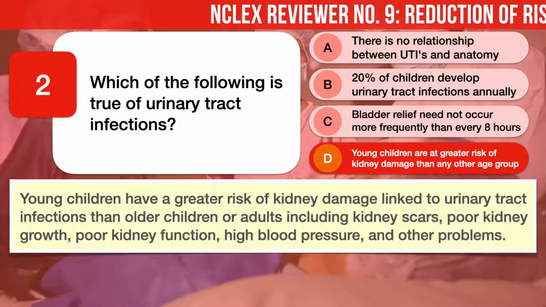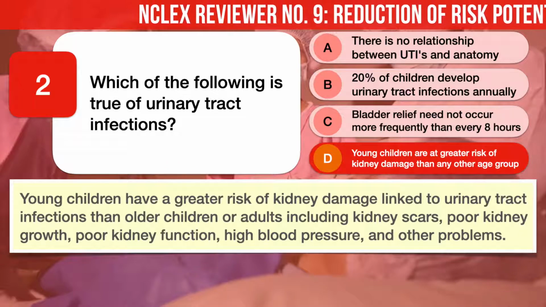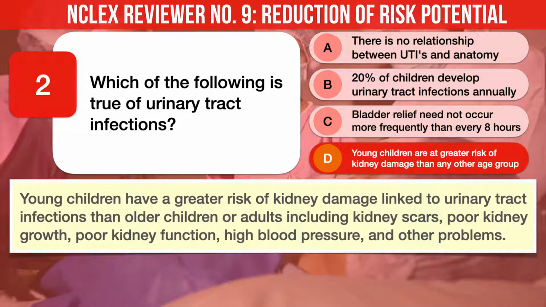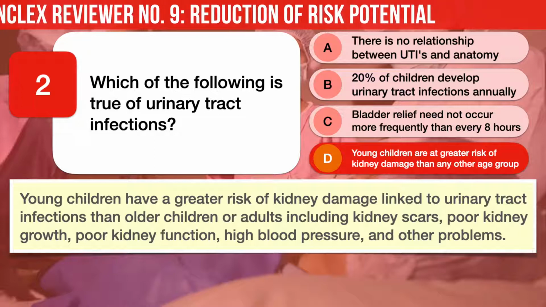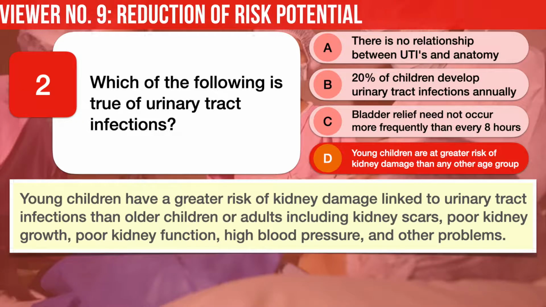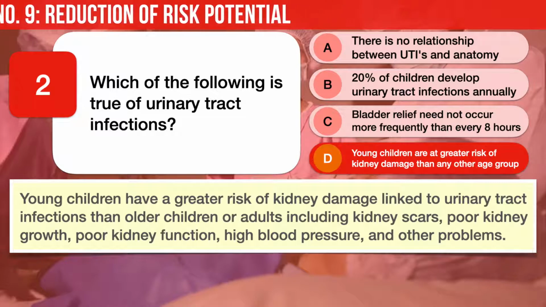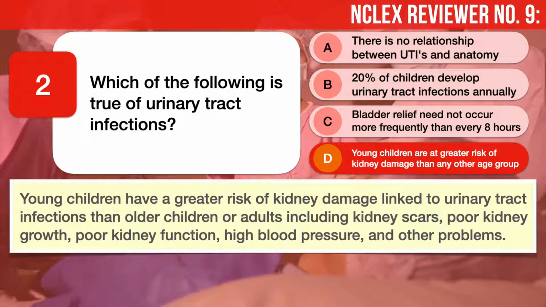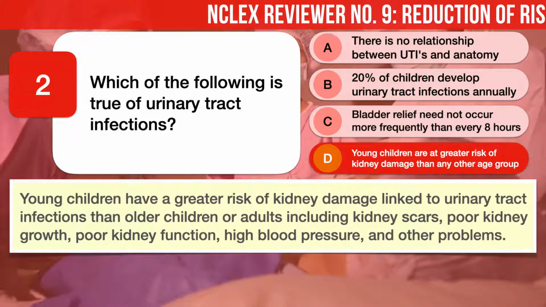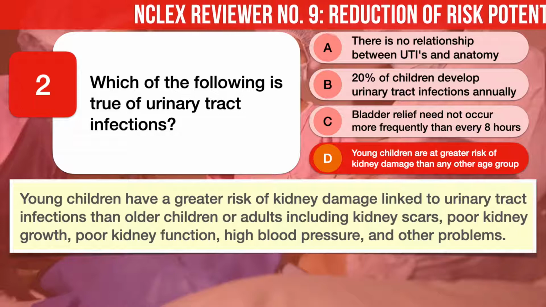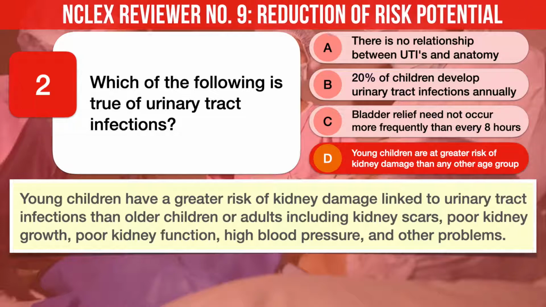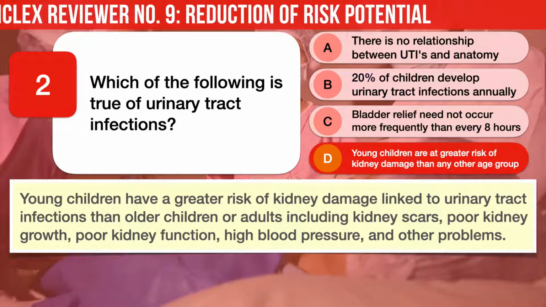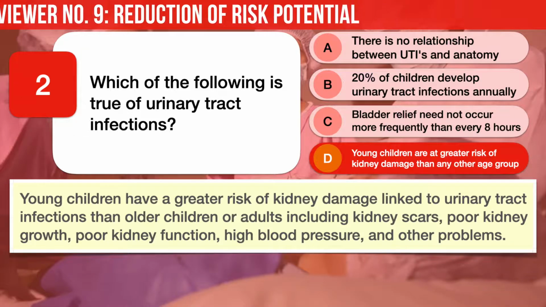The correct answer is D. Young children have a greater risk of kidney damage linked to urinary tract infections than older children or adults, including kidney scars, poor kidney growth, poor kidney function, high blood pressure, and other problems. About 3% of children develop urinary tract infections annually. Ideally, the bladder should be emptied every 2 to 4 hours in children. There are anatomical reasons some children may be prone to urinary tract infections.